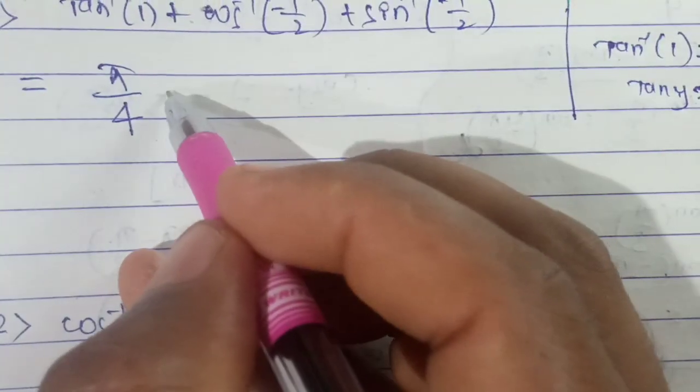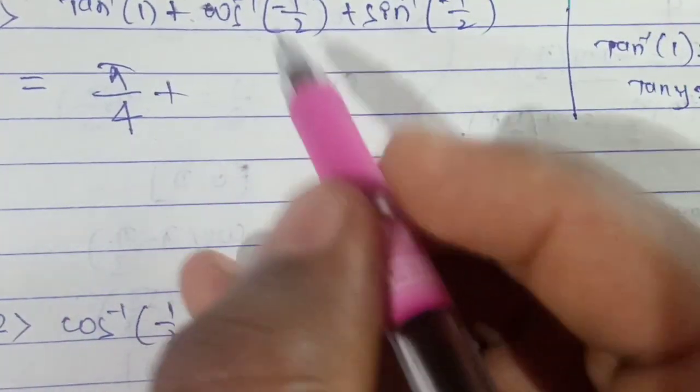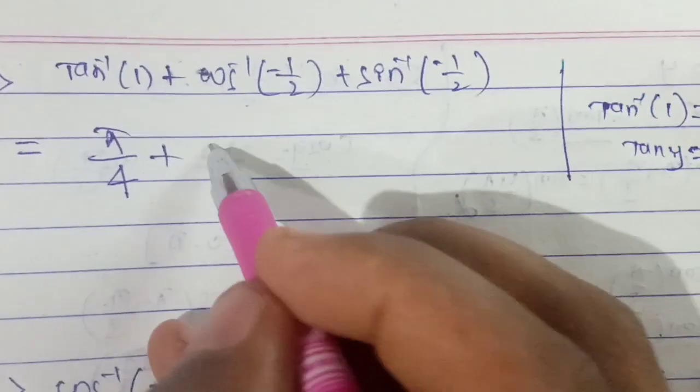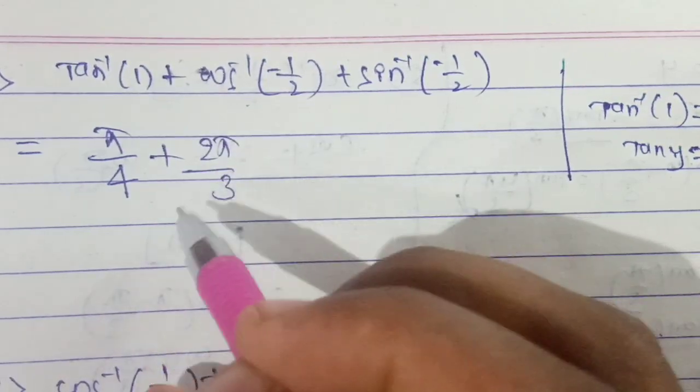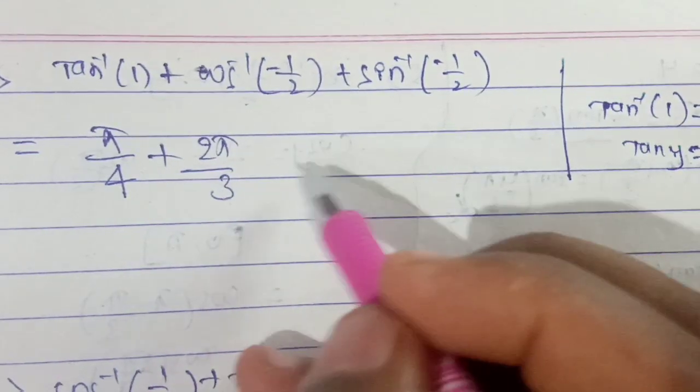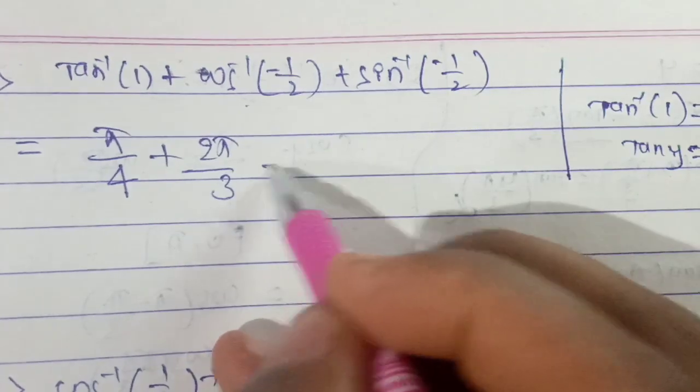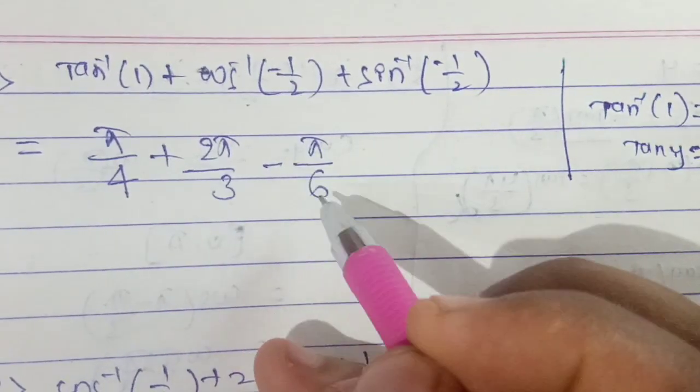And here we solve the problem. Cos inverse of minus 1/2 is 2 pi by 3. In the above we solved the problem, and sin inverse of minus 1/2 is minus pi by 6.